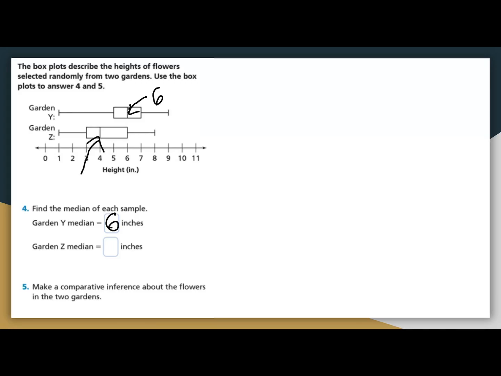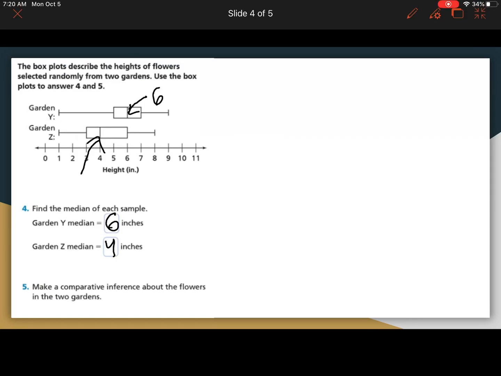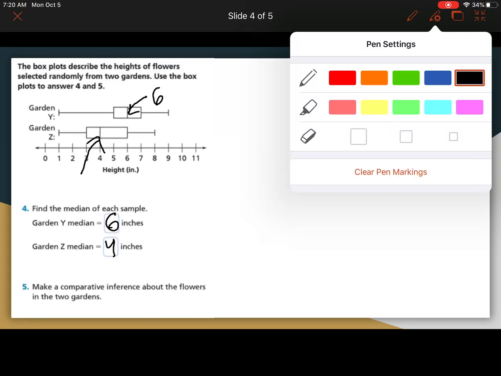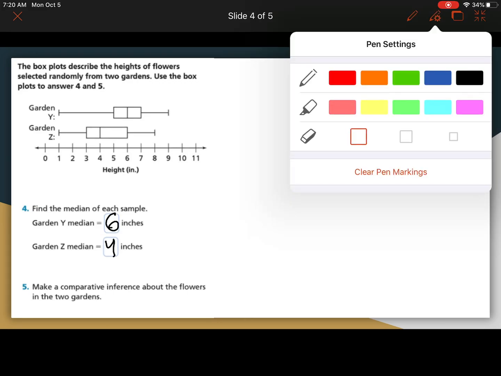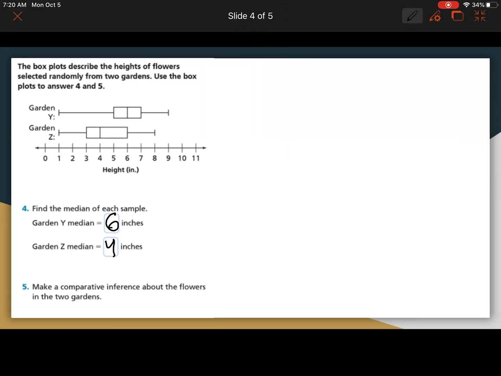Now let's look at garden Z. In garden Z here, our median is going to be about 4 inches. So in garden Y, it's at 6 inches, and garden Z is at 4 inches. Now, the only way I found those was just looking at the points where those lines come in the box and whiskers diagram. All right, so now we need to make comparative inferences about the flowers in the 2 gardens. So I want you guys to pause the video for a minute and then try that yourself.